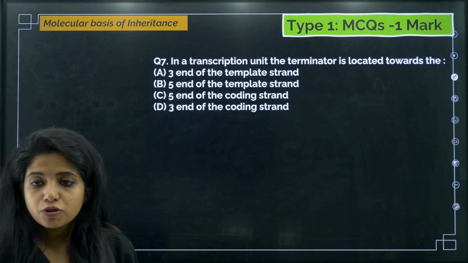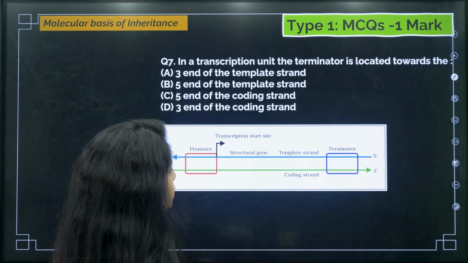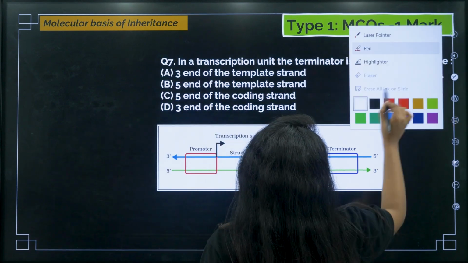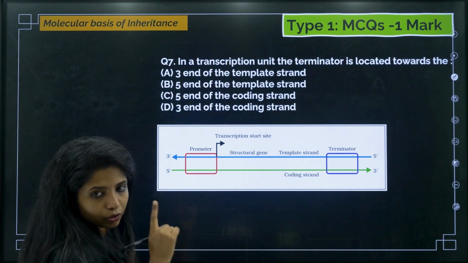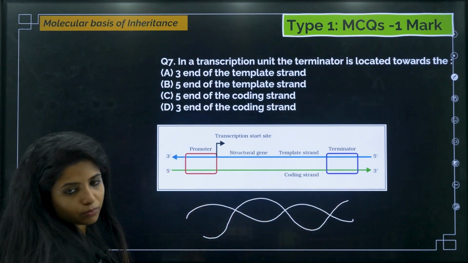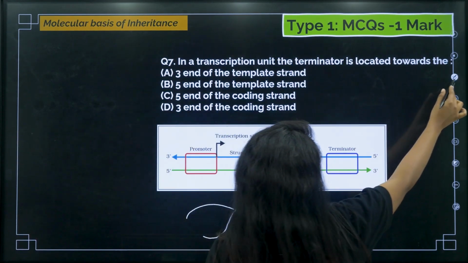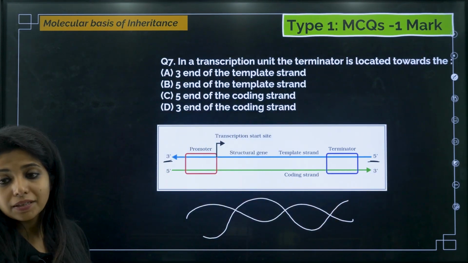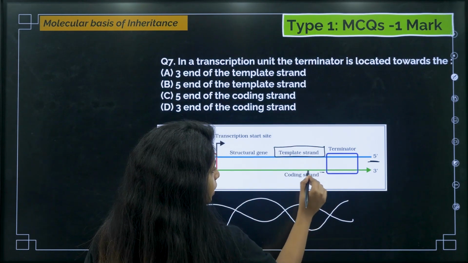Okay, in a transcription unit, the terminator is located towards, what do you mean by terminator? So my dear children, over here things look like this. When transcription happens, you know there are two strands of DNA, which are coiled among themselves, right? The strand which is in 3' to 5' direction will be known as the template strand. The other strand opposite to it is the coding strand.